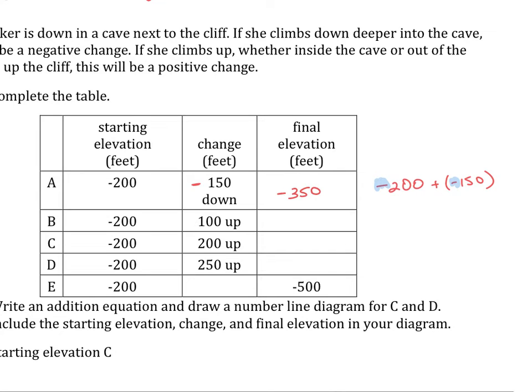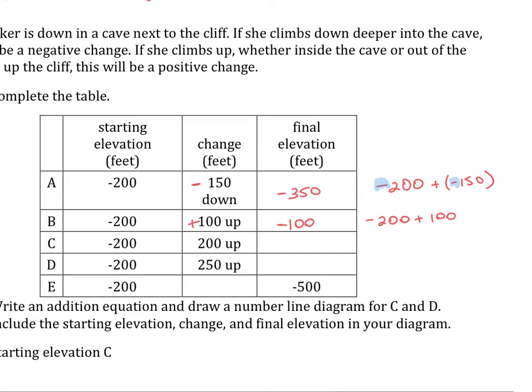For B, it says it's starting at negative 200 and goes up 100. So that's a positive connotation. So I'm going to do negative 200 plus a positive 100. If I follow my rules that we established the other day, these are opposite signs. One's negative, one's positive. So I know I'm going to subtract the absolute values. 200 minus 100 is 100. Then I look to see which one is there more of. Are there more negatives in this case or more positives? And I can see that there's more negatives, so my answer is going to be negative.